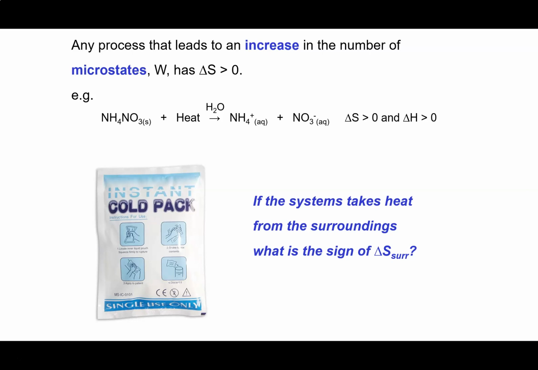Hopefully you can recognize that any process that leads to an increase in the number of microstates of the universe as a whole will have delta S greater than 0. So if we look at a system, we can judge whether the microstates are increasing or decreasing by the disorder or randomness or flexibility of our system, and decide whether we would expect that chemical or physical process would be delta S negative or delta S positive.